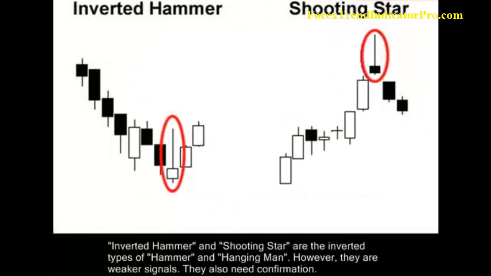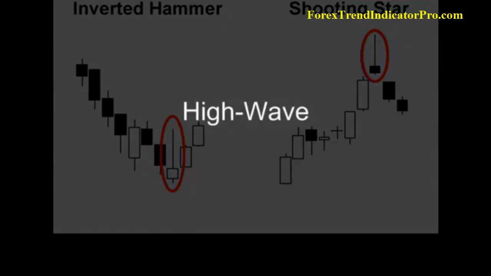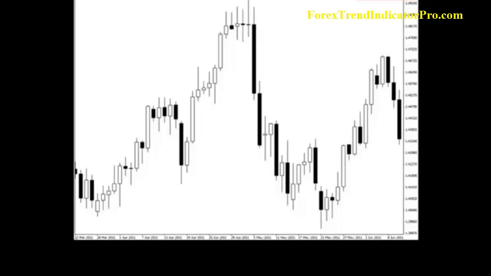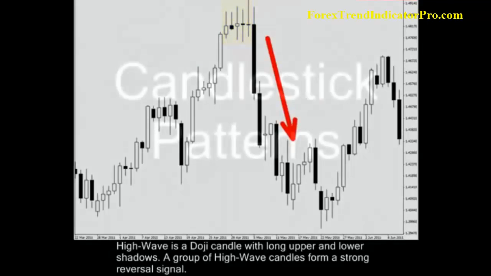Inverted hammer and shooting star are the inverted types of hammer and hanging man. However, they are weaker signals. They also need confirmation. High wave. High wave is a doji candle with long upper and lower shadows. A group of high wave candles form a strong reversal signal.